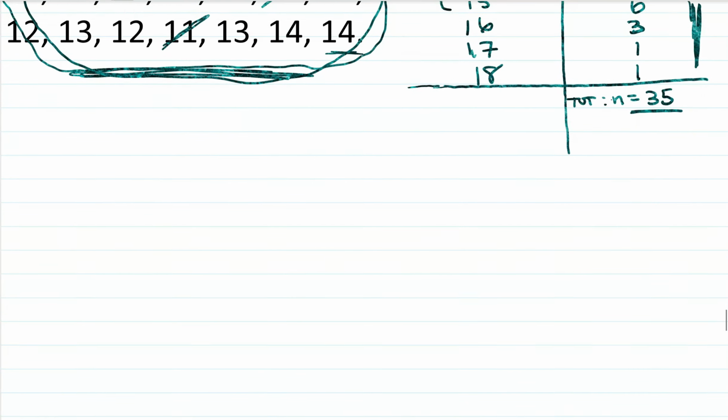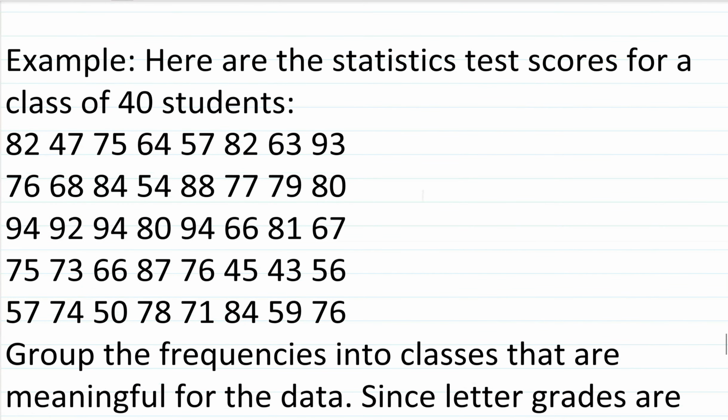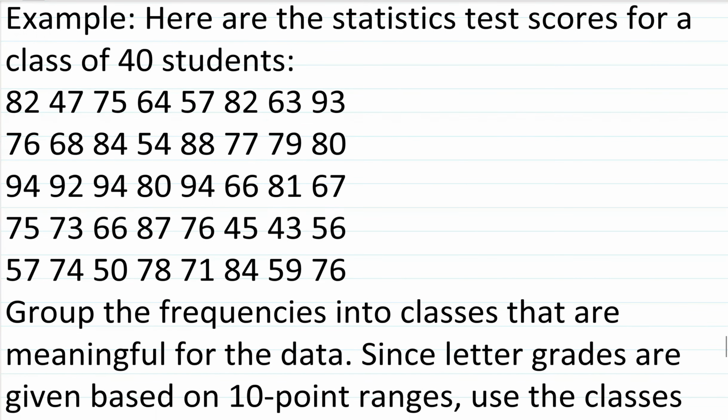Okay, so now we move on to our next example. Our example here says, here are the statistics test scores for a class of 40 students. So it's giving it to you as the raw data. We're told to go ahead and group the frequencies into classes this time. So group them into classes that are meaningful for the data.